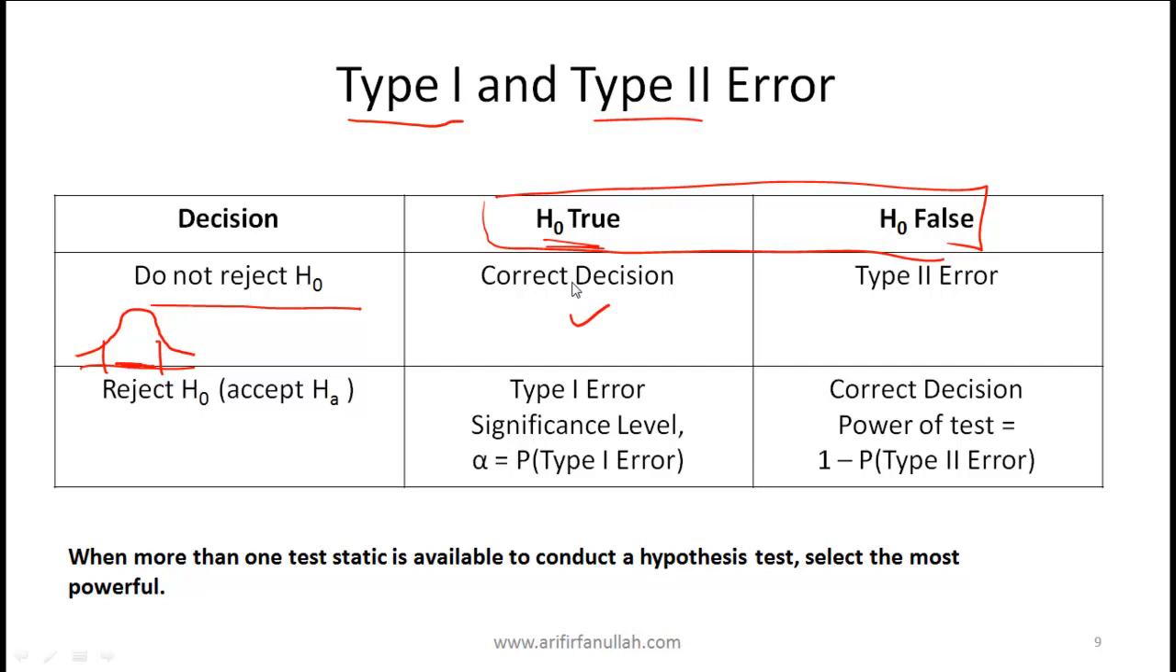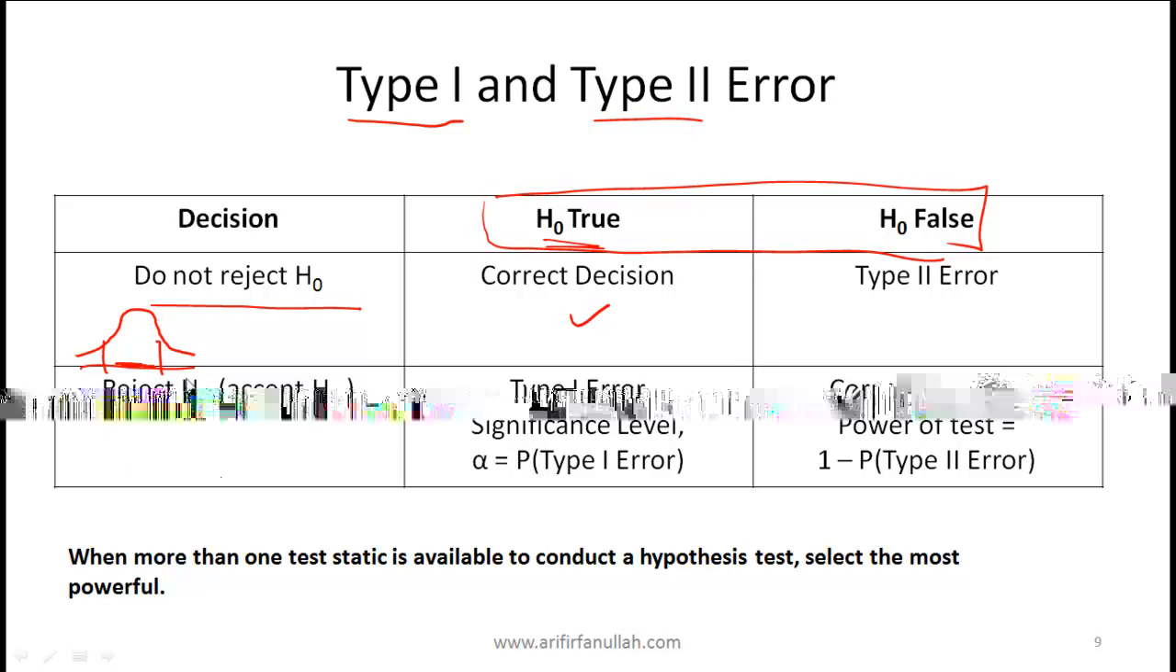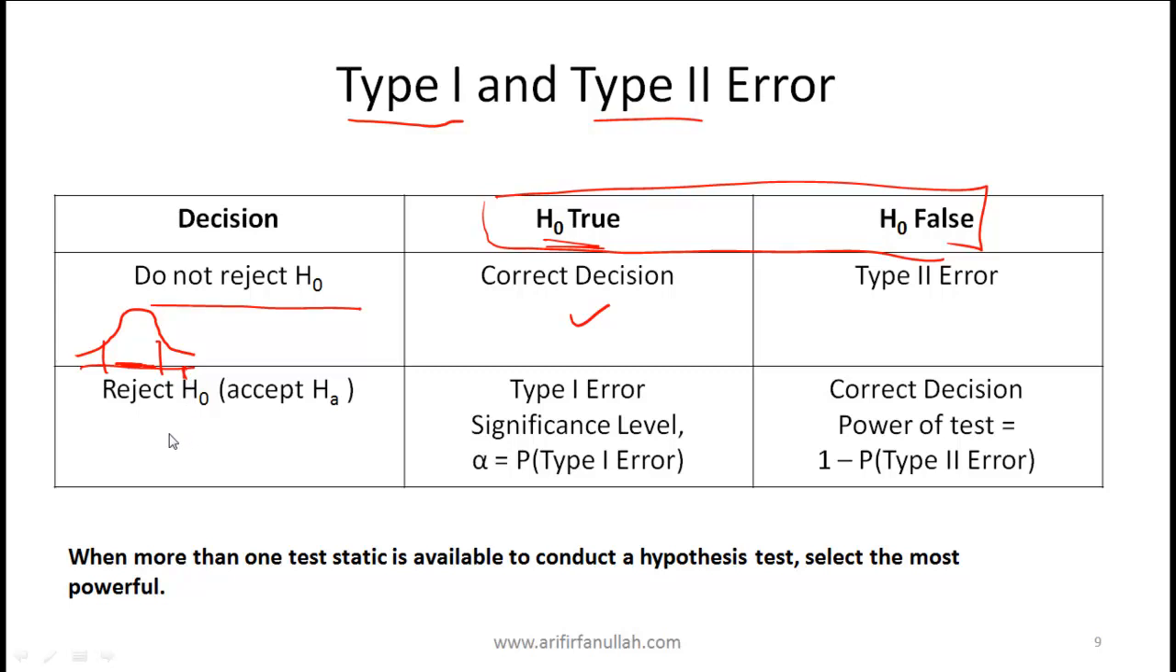On the other hand, if H naught is true but you rejected the null hypothesis because your test statistic fell outside the critical value, so you rejected H naught, but H naught was actually true, then clearly this is an error, and this is called a type 1 error. So again, type 1 error is where you reject H naught, reject the null, even though the null is true.